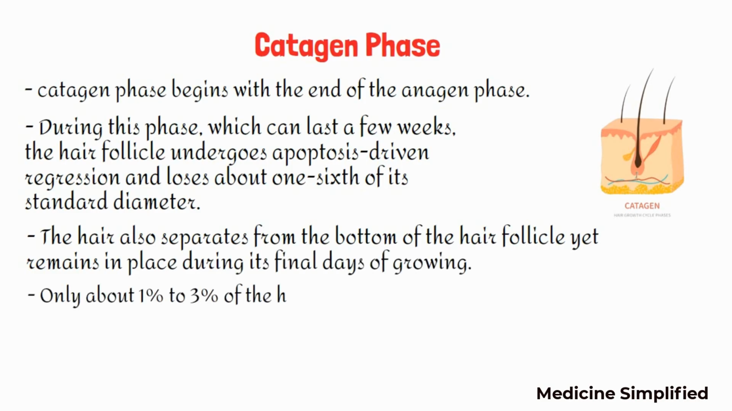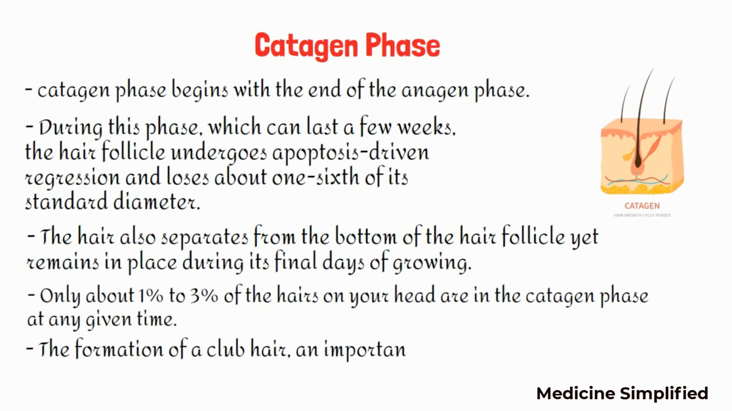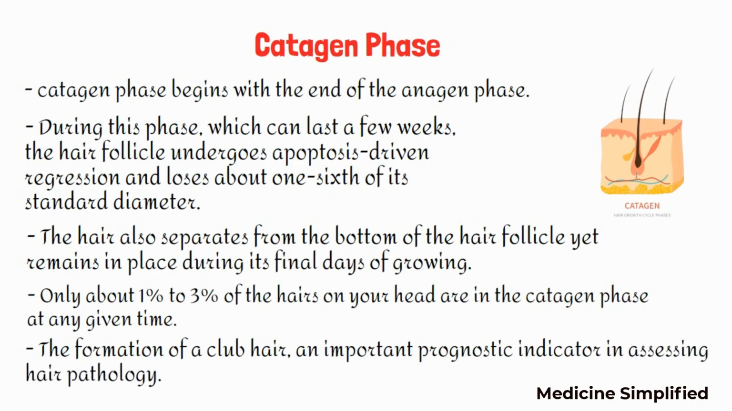Only 1% to 3% of hair on your head is in the Catagen phase. The formation of club hair, an important prognostic indicator in assessing hair pathology like hair fall, develops during this phase.